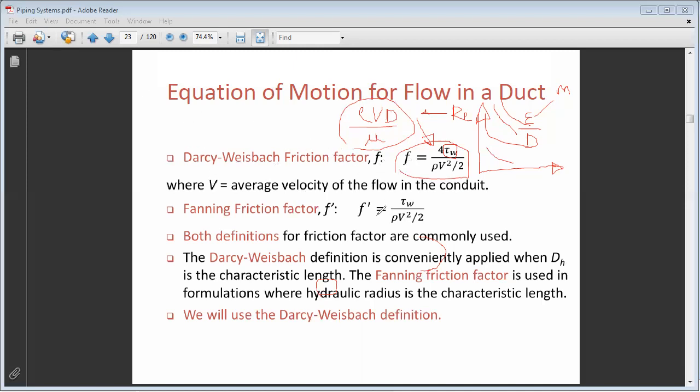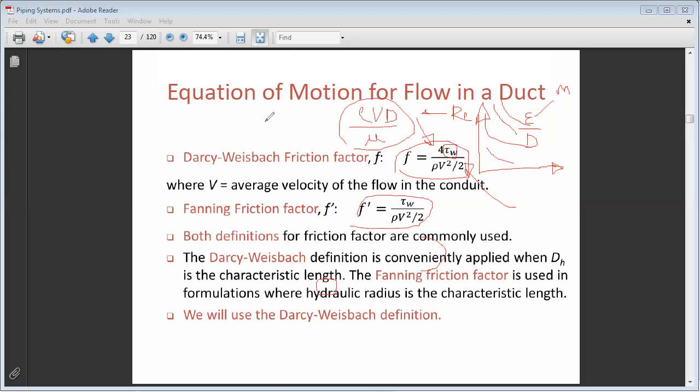And in case you are dealing with open channel flow, you take the hydraulic radius as the characteristic length, and then you define the Fanning friction factor f prime. But in this course we will deal with this friction factor formula. Okay, and you can check that dimensionless shear stress is the same as rho v squared over 2. If you remember from fluids, you learned how to get groups. Okay, it's simple.